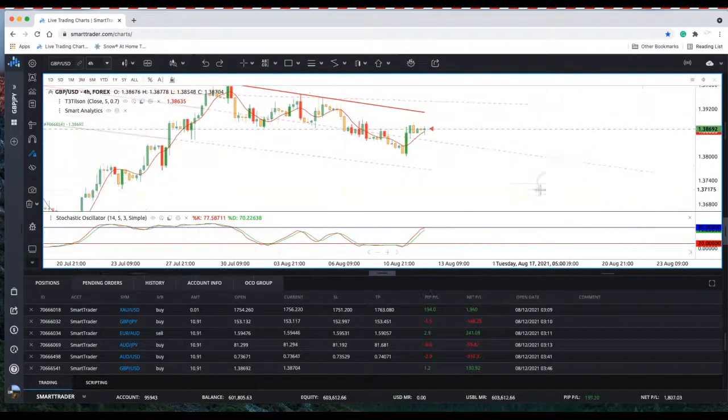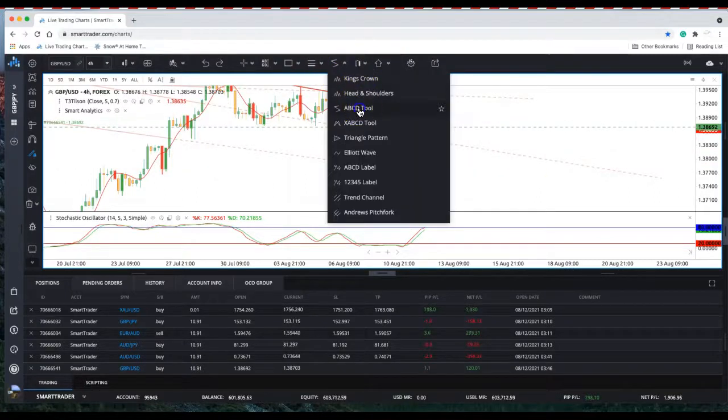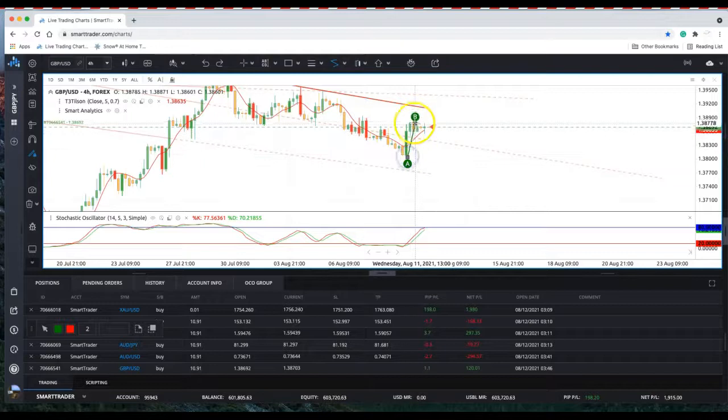So we have a higher high now. This is a lower high, lower high. Now we have a higher high. So it's reversed. Instead of doing an A, B, C, D pattern to the downside, we look for A, B, C, D patterns to the upside. So this is A, this is B. We need a pullback, and then D is up here.